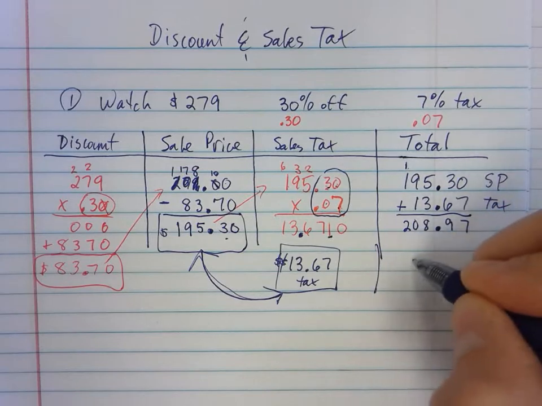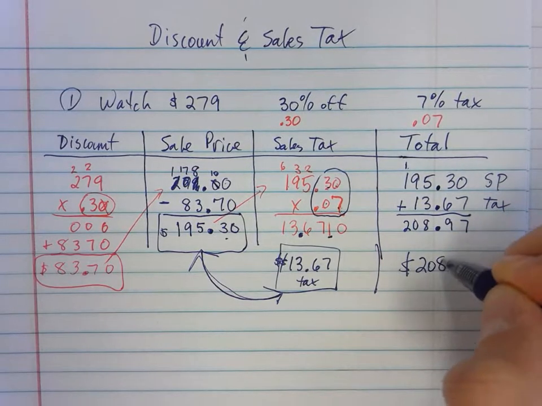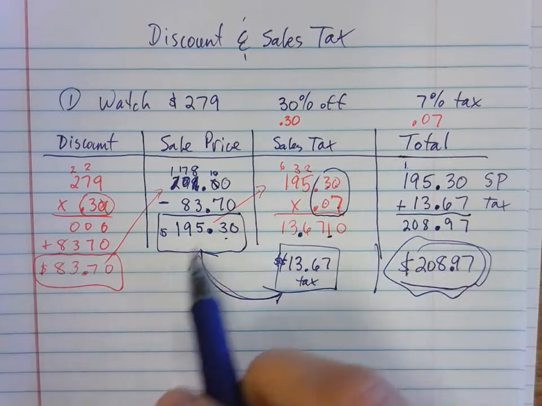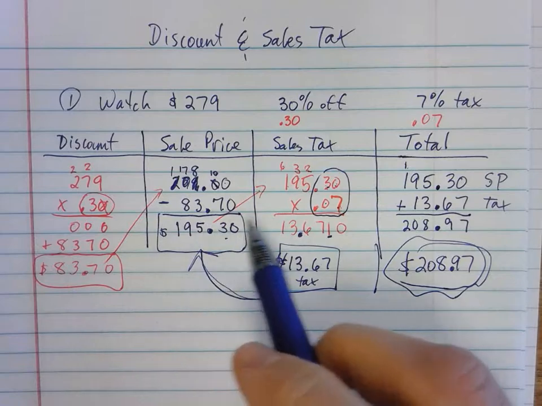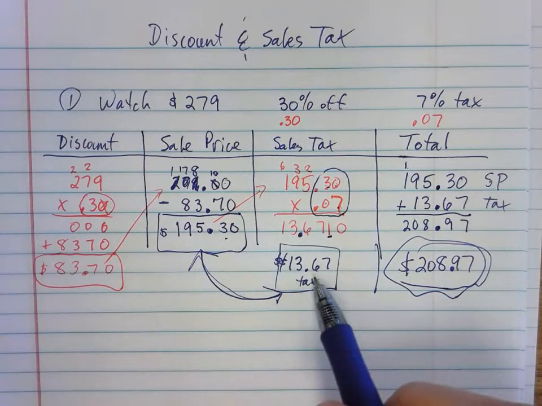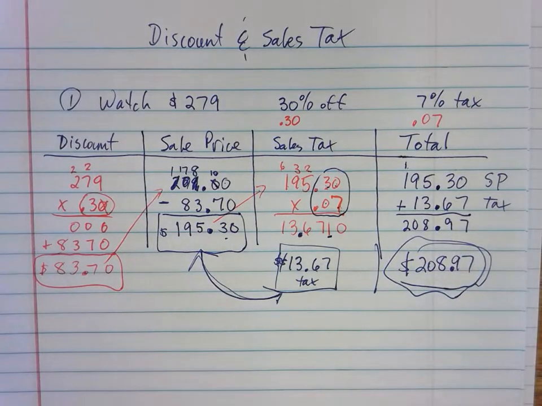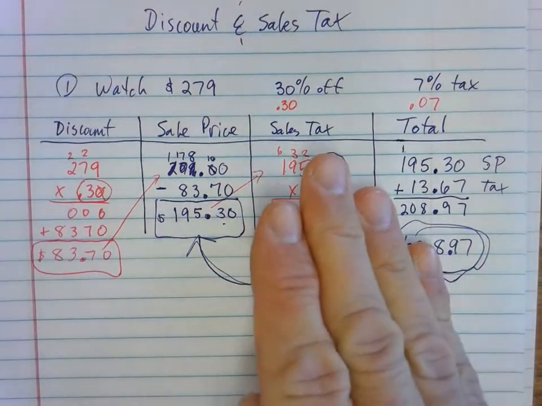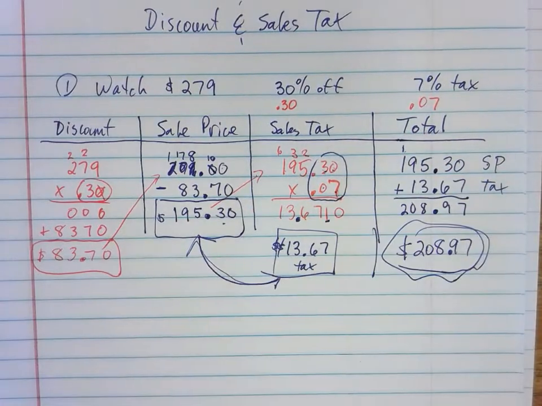So what you're really going to pay for the watch is $208.97 after you get the discount of $83.70, and you have to pay the tax of $13.67. When you add those up, that's $208.97. Okay, so that is the 4-step method without using a calculator. Discount, sale price, tax, total. 1, 2, 3, 4. Discount, sale price, tax, and total. Now, that is a nice step-by-step method for that one.